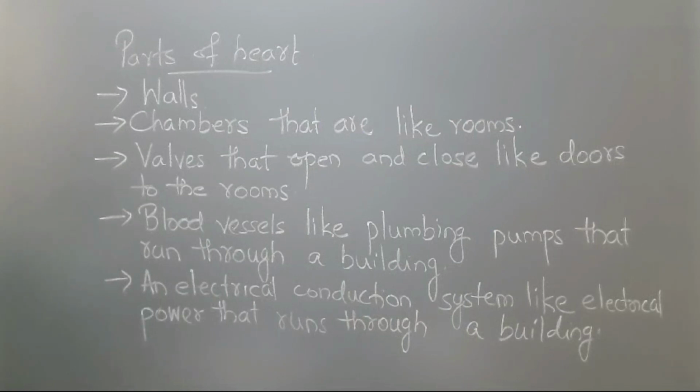We'll see the parts of the heart: walls; chambers that are like rooms; valves that open and close like doors to the rooms; blood vessels like plumbing pipes that run through a building; and an electrical conduction system like the electrical power that runs through a building. These are the parts of the heart. Now we will learn about each one in detail.